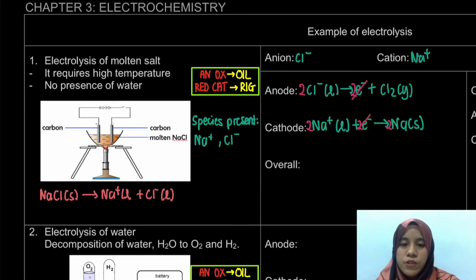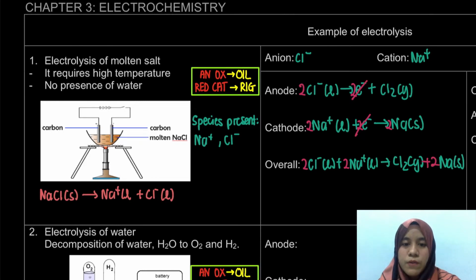Okay, so here I'm just going to simplify it. The reactant must be on the reactant side, the product must be on the product side. So 2Cl minus liquid plus 2Na plus liquid equals Cl2 gas plus 2Na solid. Make sure it is balanced. Look based upon your equation here. Okay, so that is the equation.